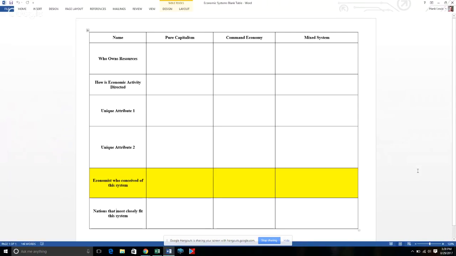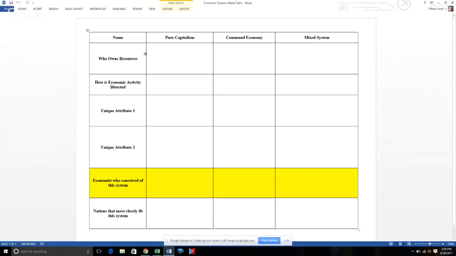It doesn't say "perfect fit" or "matches exactly," because even the most laissez-faire capitalist type nations out there, like Hong Kong and also like New Zealand, still have more government intervention than a true pure capitalist economy would have. The point is they favor this system more than the other 2. So just keep that in mind. And there's going to be multiple examples.